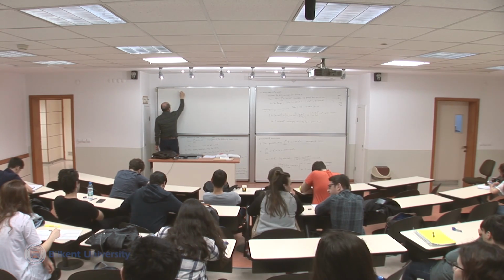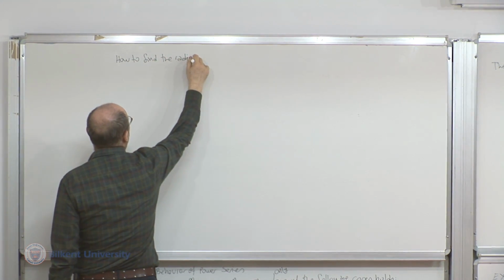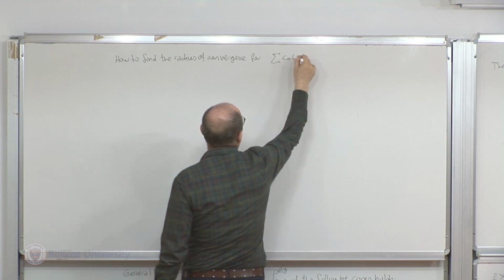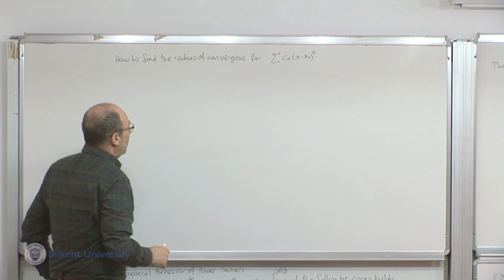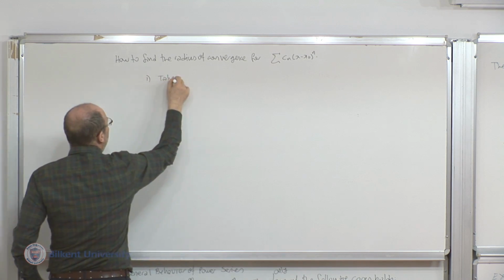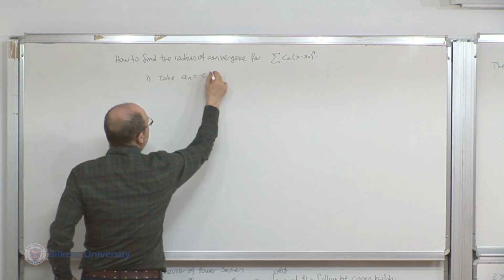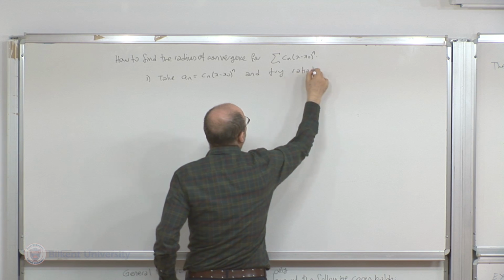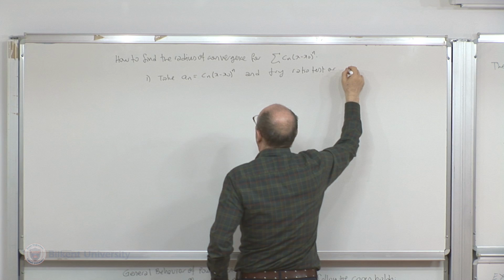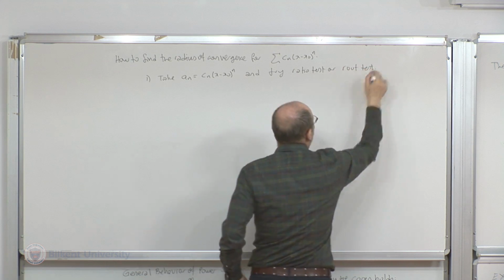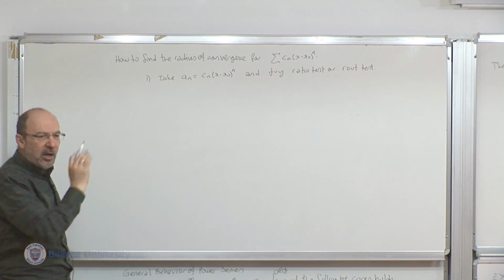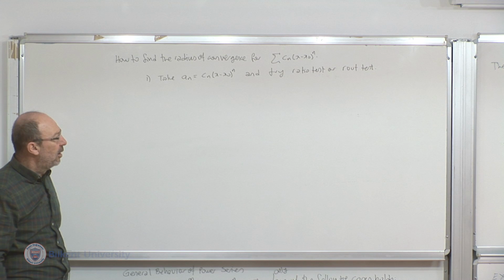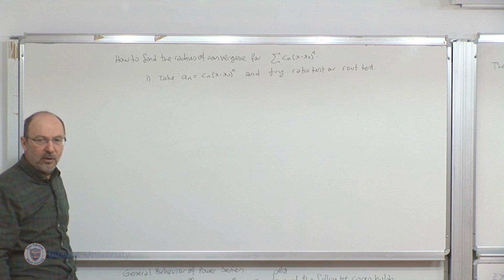So how to find the radius of convergence for the summation of Cn (x minus x sub 0)^n. Okay, so one method is take an equals Cn (x minus x sub 0)^n and try the ratio test or root test. Okay. If you can calculate the limit, then the limit will obviously depend on x, because nothing cancels x. Okay. And you force that to be less than 1, that will give you the radius of convergence.